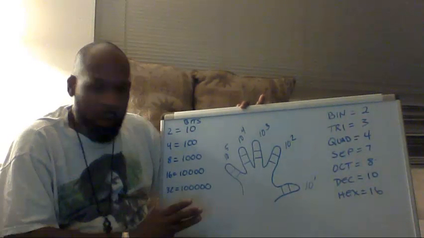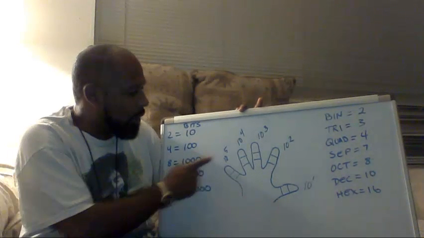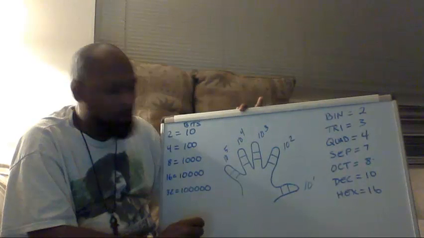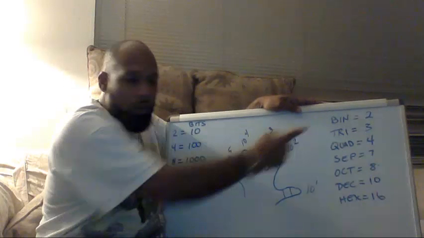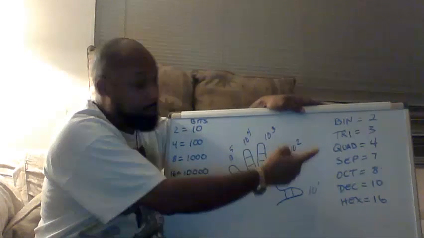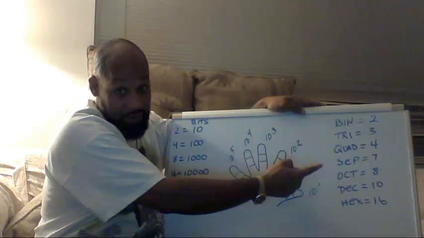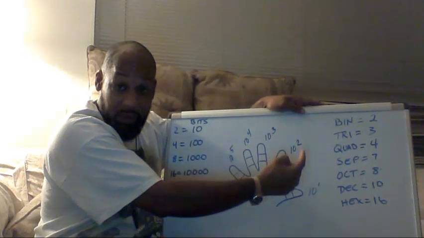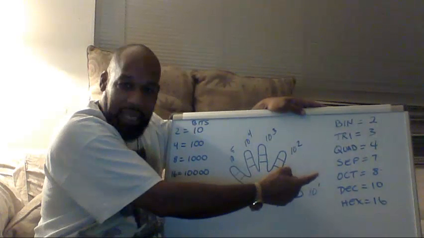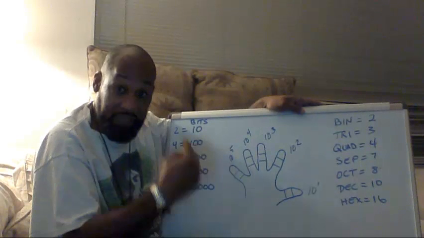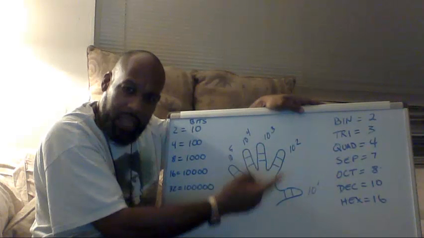Okay, there's one part here that I did not add, and I want to go over what you see right now. Again, we're talking about 1, 2, 3, 4, 5, right? So again, if you look over here, you'll see bin or bi means 2, tri means 3, quad means 4, sep, as in September, the 9th month, sep means 7. So why is September the 9th month? So they're playing you right now. Oct means 8, as in October, as an octopus having 8 legs. So oct means 8. So why is October the 10th month? Again, they are playing you.